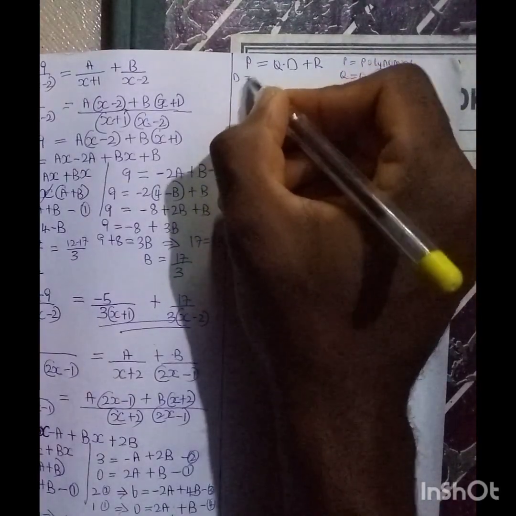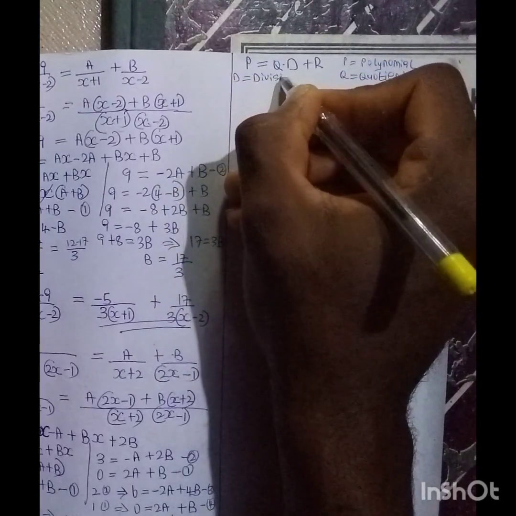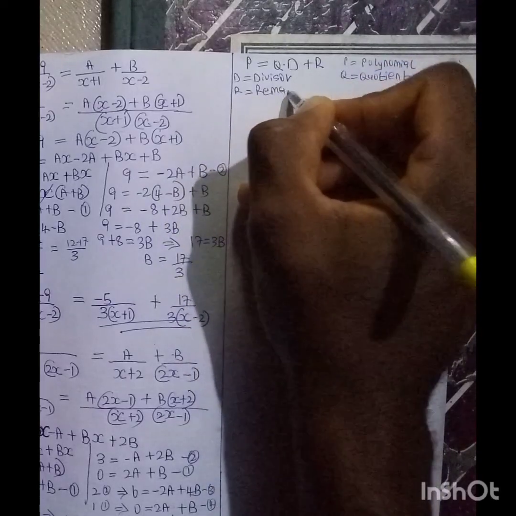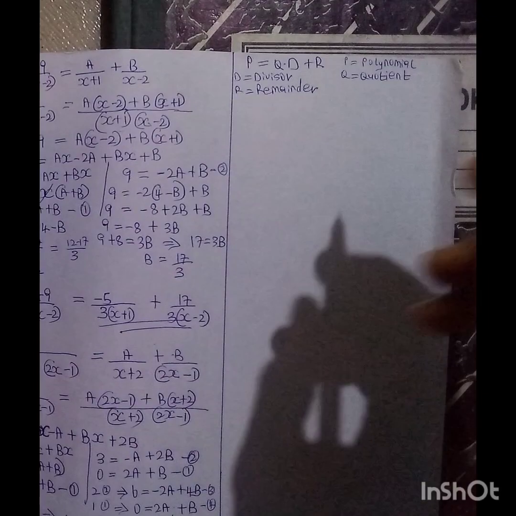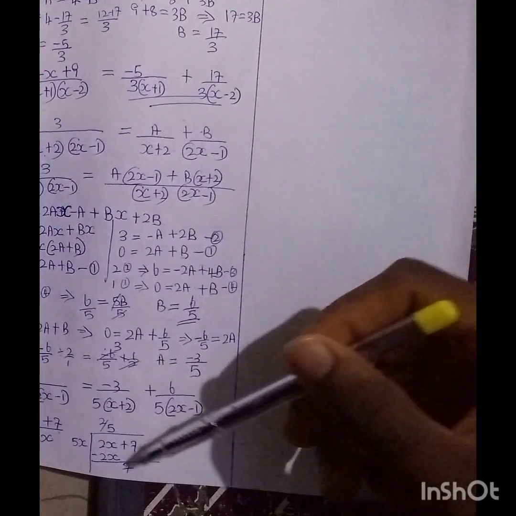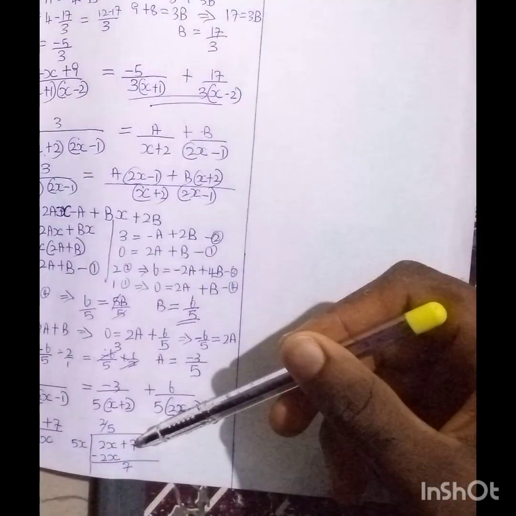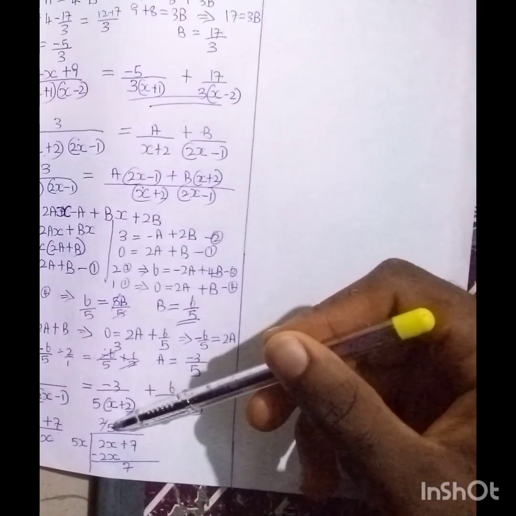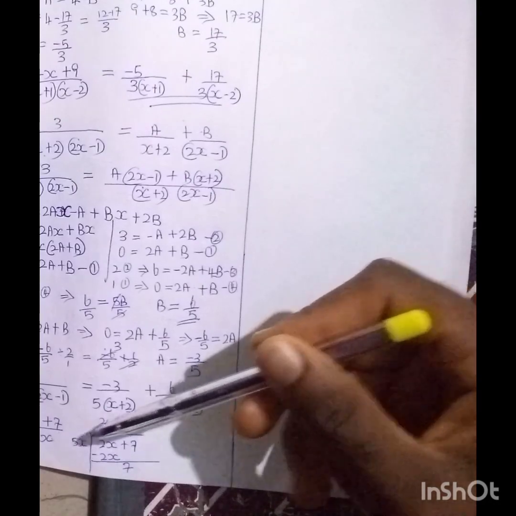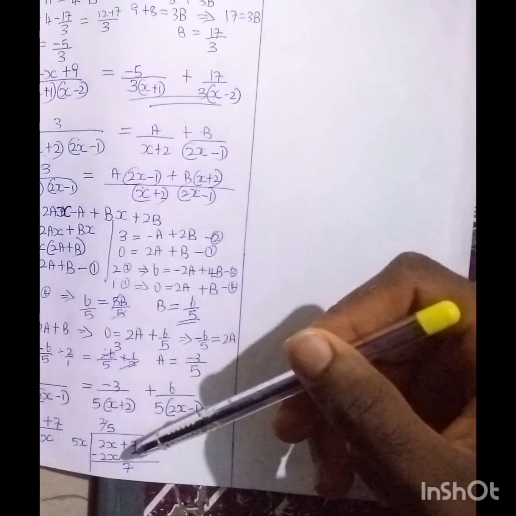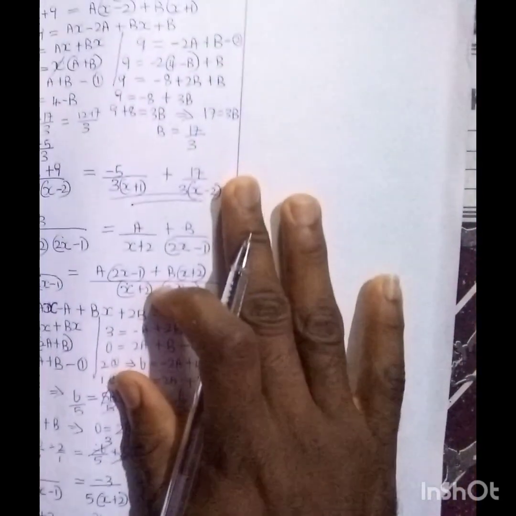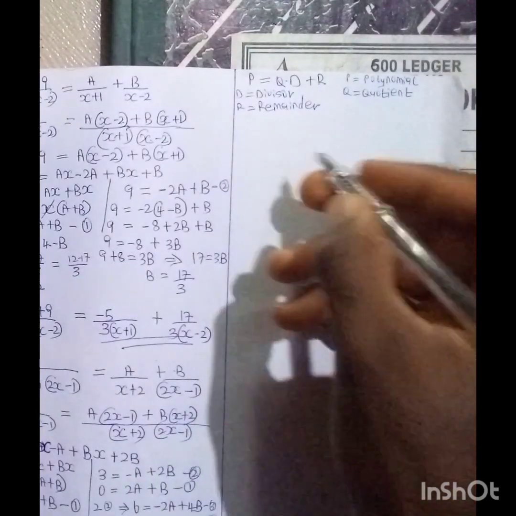D is divisor. R is remainder. So our polynomial here is 2x plus 7, and our quotient here is 2 over 5. Our divisor is 5x, and our remainder is 7. So we get back to this place.